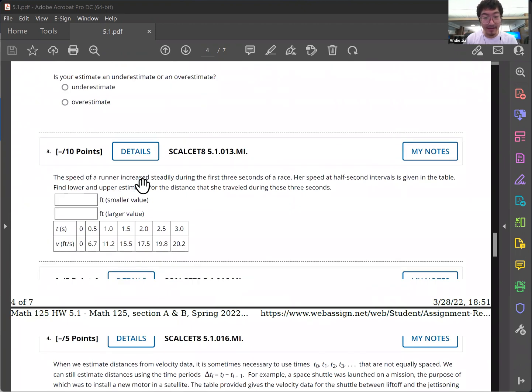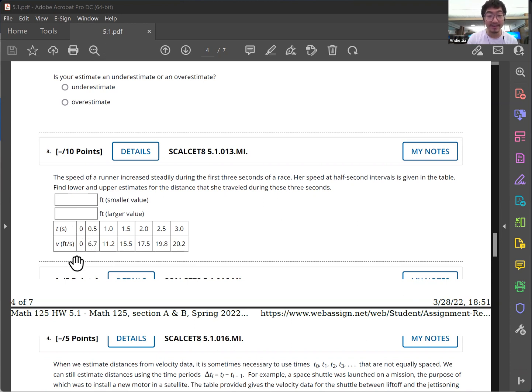Number 3, we have the speed of a runner. It's like this table. You want to find the lower estimate. First we want to figure out the behavior of the function. This is x and y. As x increases, y increases. So this is an increasing function. If the function shows increasing behavior, then the left endpoint is usually an underestimate and the right endpoint is usually an overestimate. So for the lower estimate, this means the left endpoint approximation.